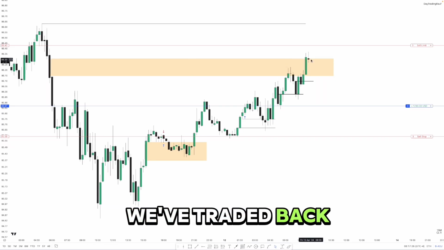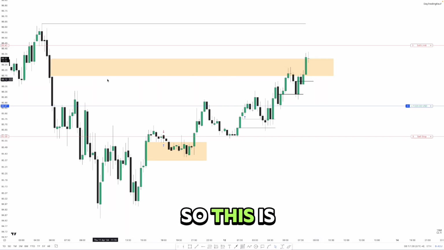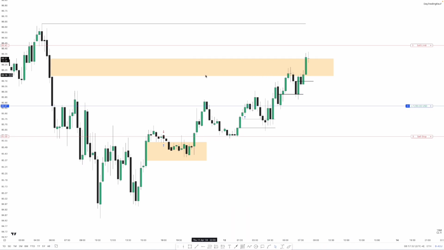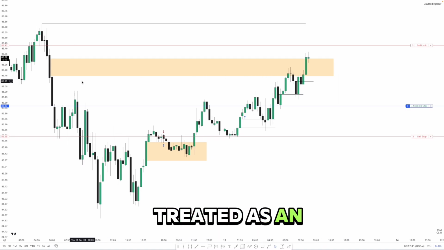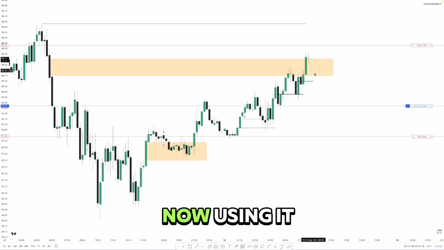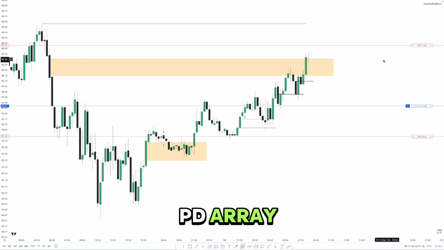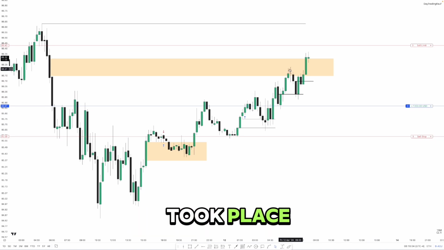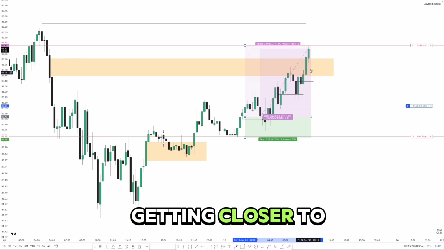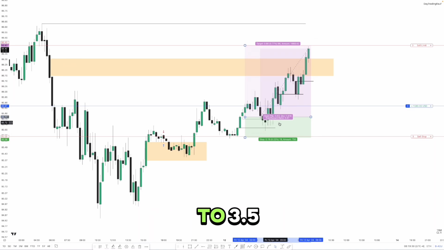And now we've traded back inside of this orange shaded area. So this is used as another area of accumulation. And this is treated as an inversion level. This is where a bearish PD array fails, and we are now using it as a bullish PD array. So this is where old selling took place, and it turned into new buying now. And now we're getting closer to my target, and this trade was a 1 to 3.5.